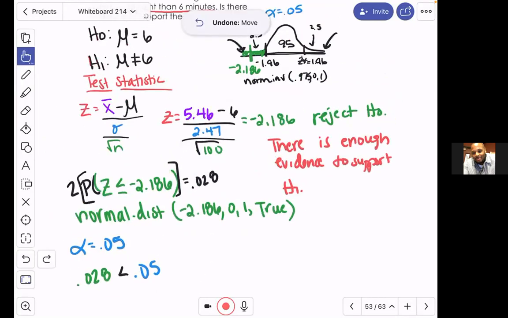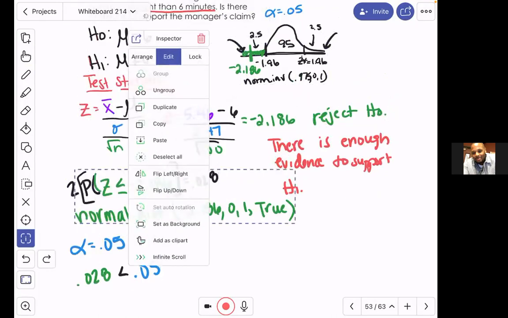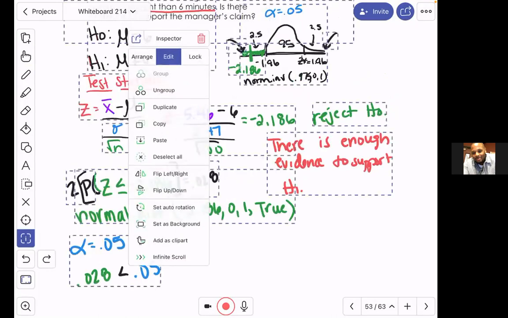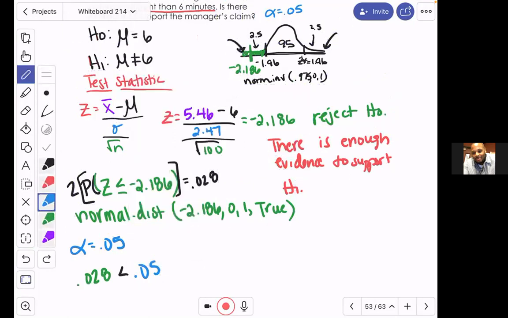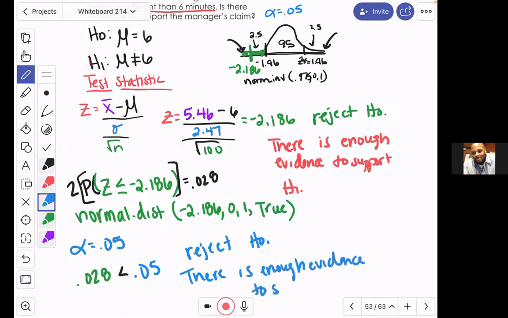Anyway, what this is really saying then is because the p-value is less than alpha, we reject H0. We reject H0. And again, we're rejecting because there is enough evidence to support H1. If the p-value is less than alpha, you reject.